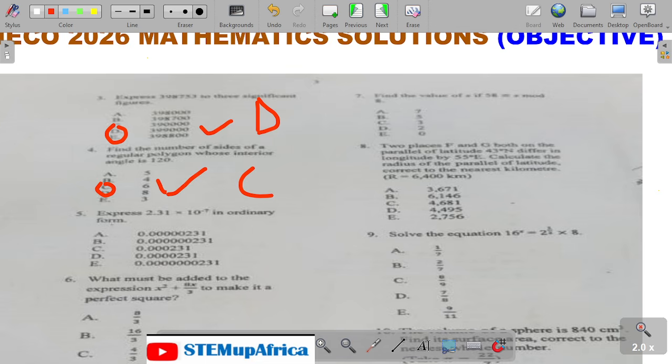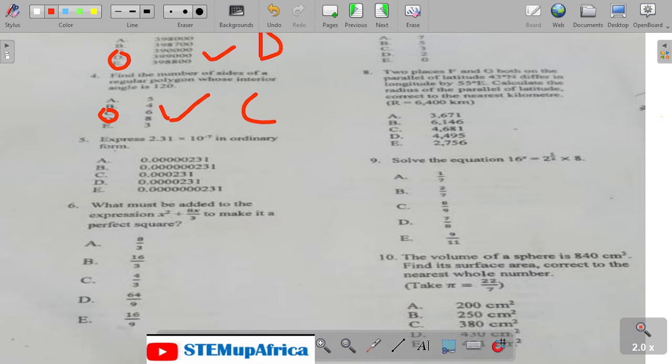Then number 5, you say express this in ordinary form. How many zeros are there? 10 to the power minus 7. So let's count 7 zeros. 0.1, 2, 3, 4, 5, 6. So the option is B. Number 5 is B. Then now move to number 6.